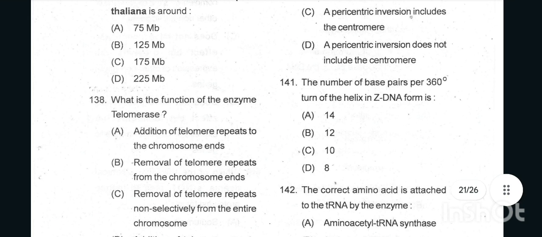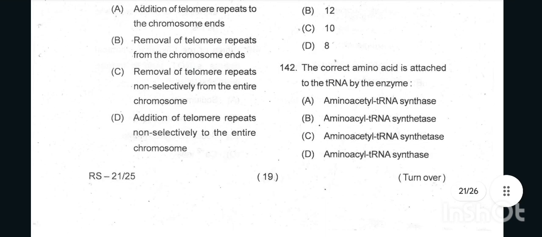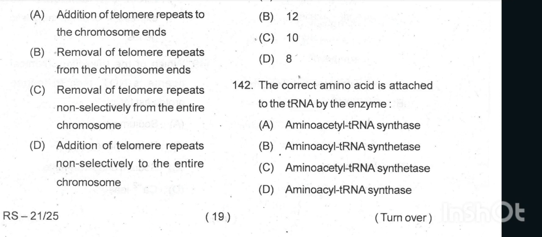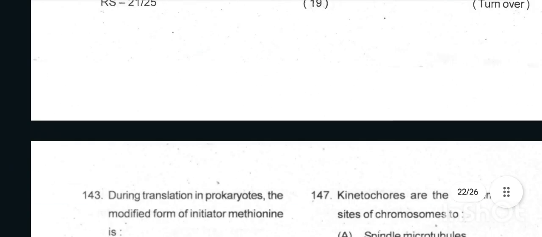Then 141, the number of base pairs for a 360 degree turn in the helix in Z-DNA form is option B, which is 12. Then 142, the correct amino acid is attached to tRNA by the enzyme aminoacyl tRNA synthetase. Option D is the correct one, aminoacyl tRNA synthetase.